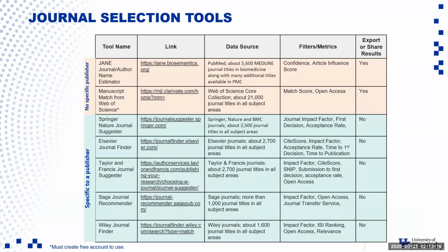So beyond searching in the databases for a list of journals, you can also use the journal selection tools listed on this page. These tools can be very helpful for matching you with the right journals for your research topic. They will likely require you to have a title and an abstract, and keywords, if you do have them, are also nice.